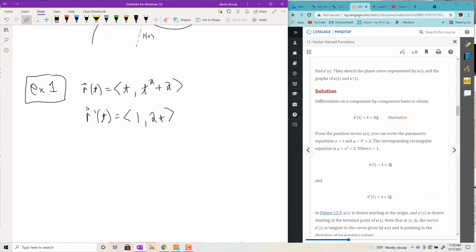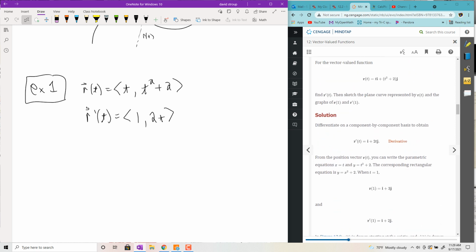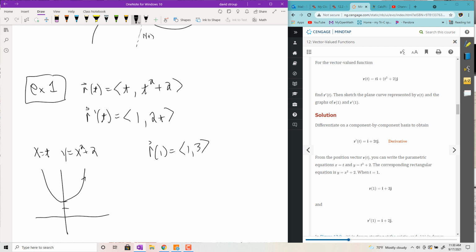Okay. In particular, if they want you to find r of 1, and then sketch the thing, right? If you eliminate the parameter, x is t, y must then be x squared plus 2. So y equals x squared plus 2 is a parabola like this, and I believe we are traveling in this direction. So r of 1 is going to be 1, 3. Okay, so I hope that's around 3 right here. So r of 1 is this point.